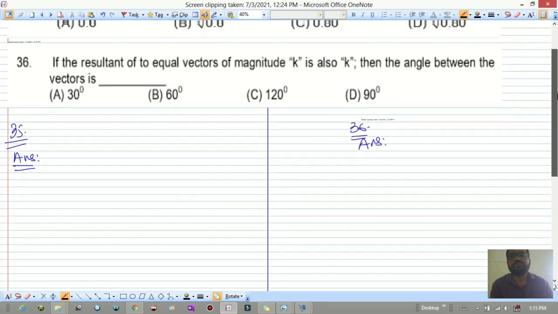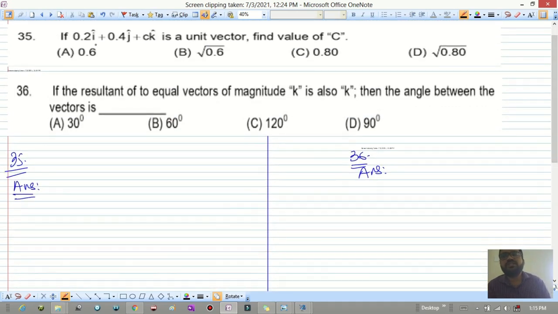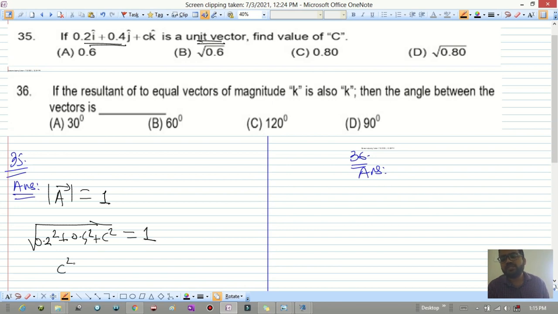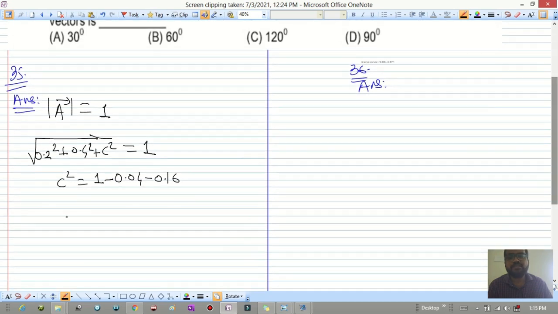35. If this given vector is a unit vector, find the value of C. We know that for a unit vector, the magnitude is 1. So the magnitude of the given vector, that is the root of 0.2 squared plus 0.4 squared plus C squared, must be equal to 1. So C squared must be equal to 1 minus 0.04 minus 0.16.